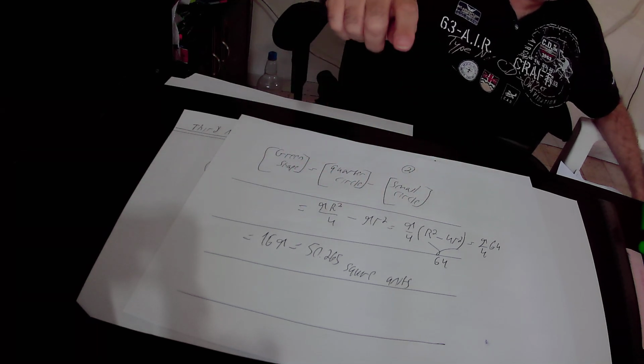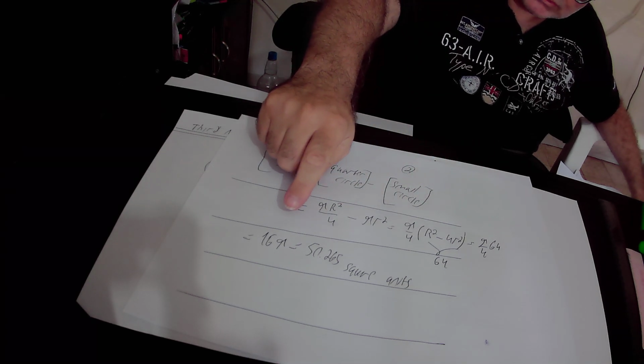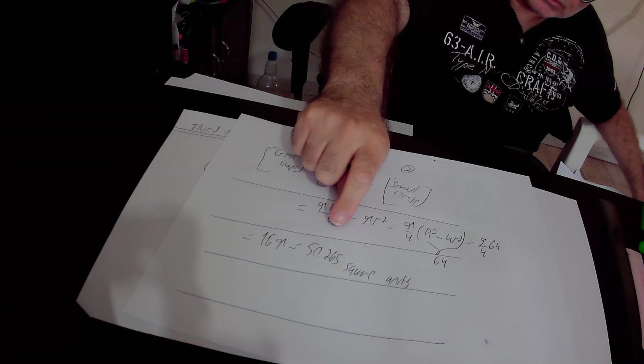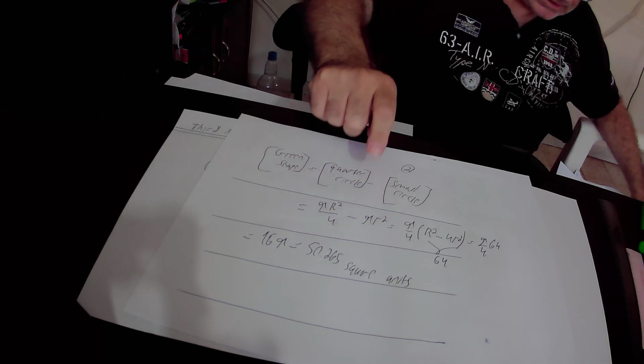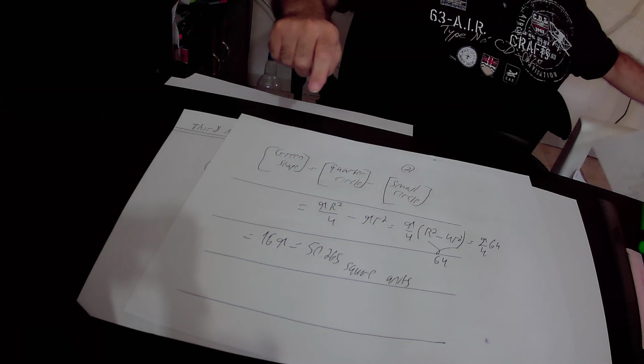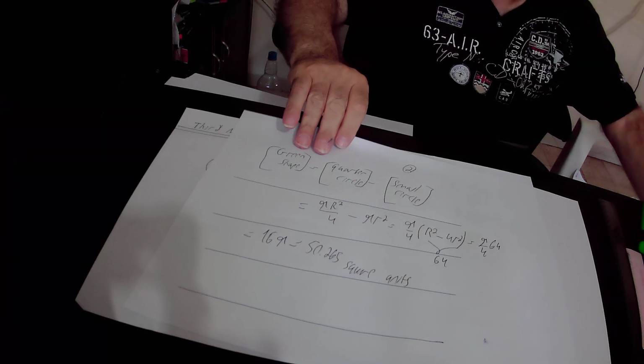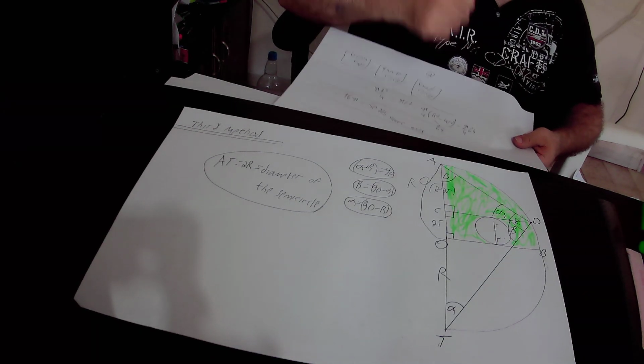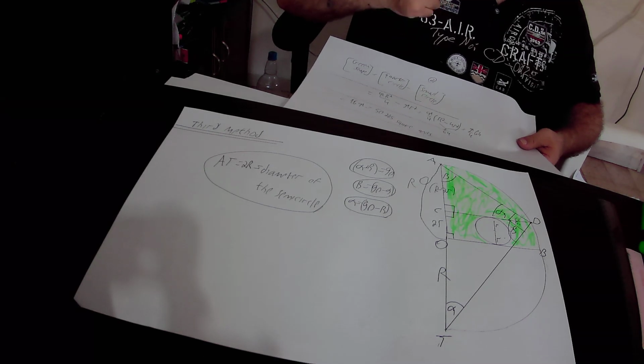So we found that the area of the green shape equals 16 pi square units, or in terms of numbers it is equal to 50.265 square units. So in all three methods we found that the area of this green shape equals 16 pi square units, or in terms of numbers 50.265 square units.